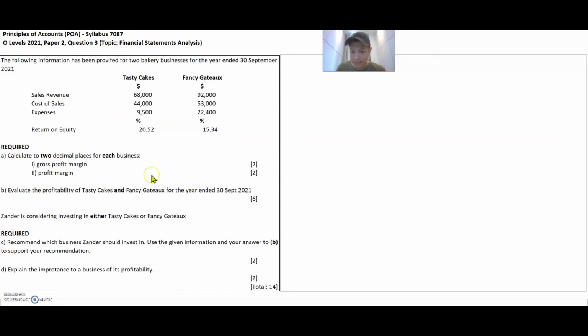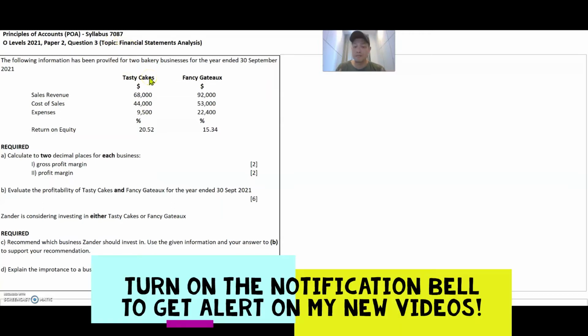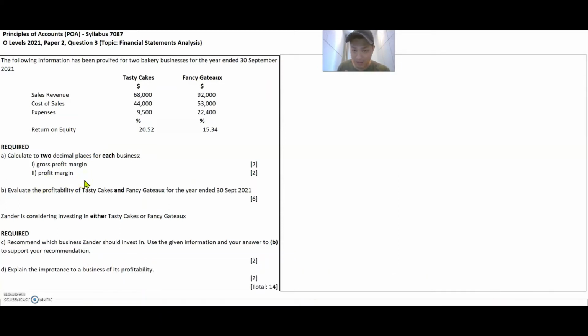If you don't know where your syllabus outlines are, go Google the 7087 syllabus, and at the end of that syllabus document, they have all the different financial ratios. So please memorize them. But anything that has asked you for gross profit margins or profit margins, the denominator is always net sales revenues. So that's a method where you could help yourself remember this.